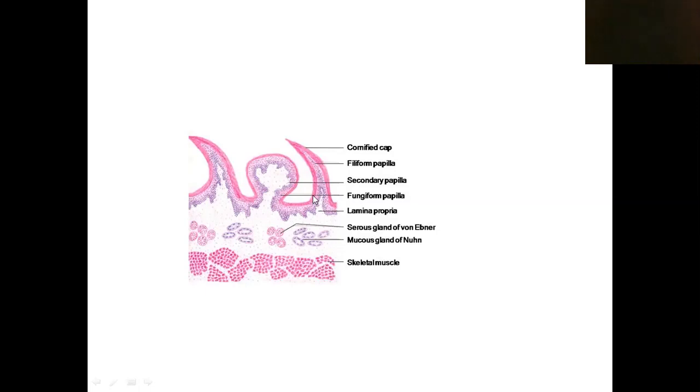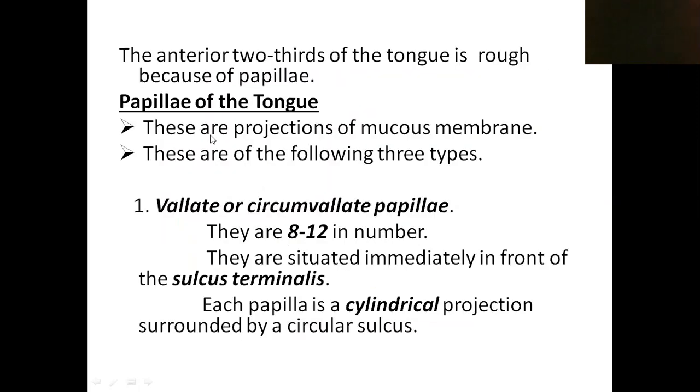Those projections are known as papillae. So what is meant by papillae? The point is clear. Those are the projections of mucous membrane. Basically, 4 types of papillae are there.